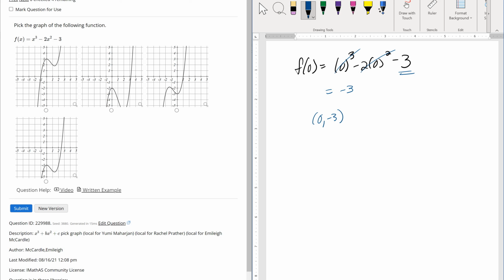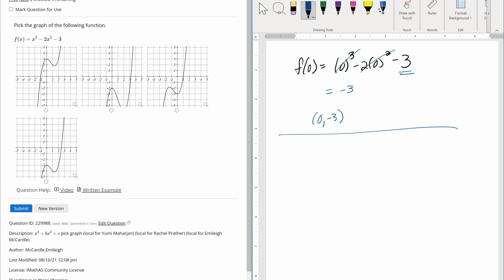But let's figure out which one of these has (0, -3). So this first one does not have (0, -3). It has +3. So that one is not it. This one has (0, -2). This one has (0, -3). And this one has (0, -3). So the third and fourth ones are the ones we're considering.